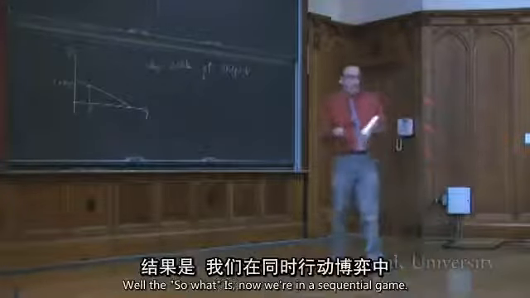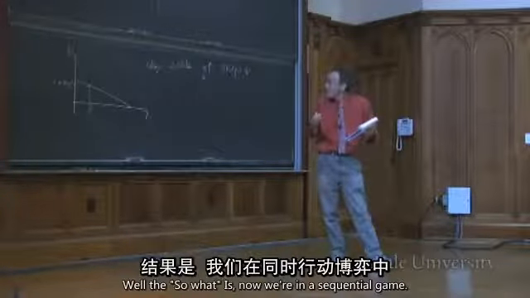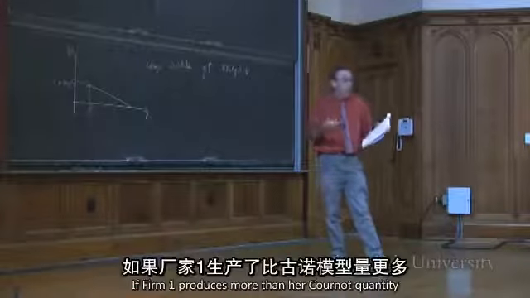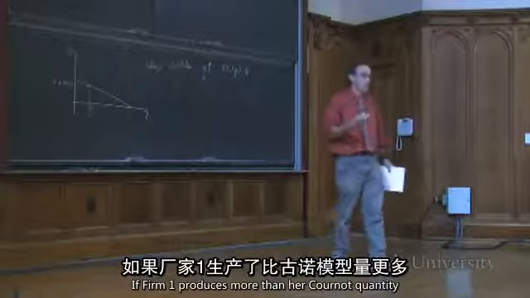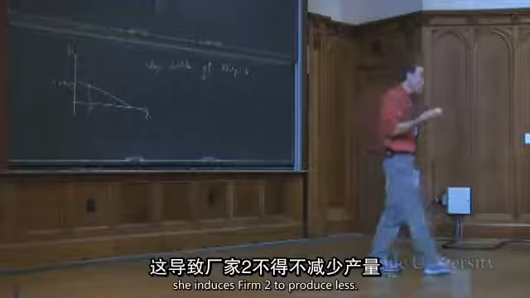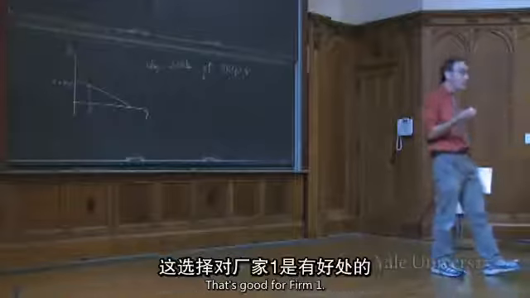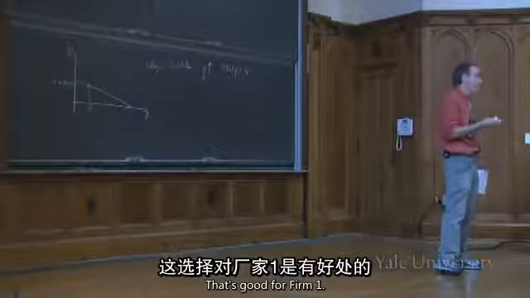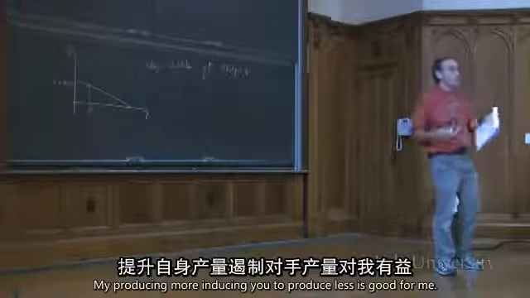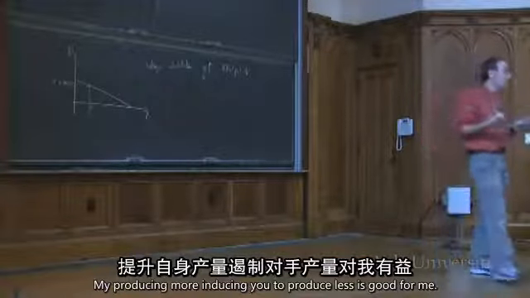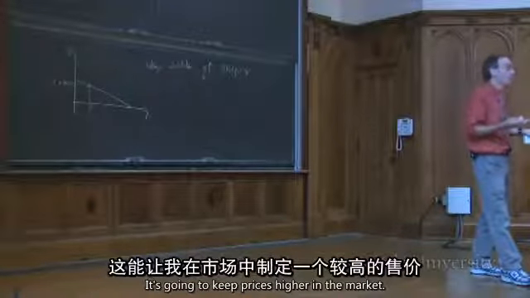Well, the so what is, now we're in a sequential game. If firm 1 produces more than her Cournot quantity, she induces firm 2 to produce less. That's what we just said. And that's good for firm 1. My producing more, inducing you to produce less, is good for me. It's going to keep prices higher in the market.